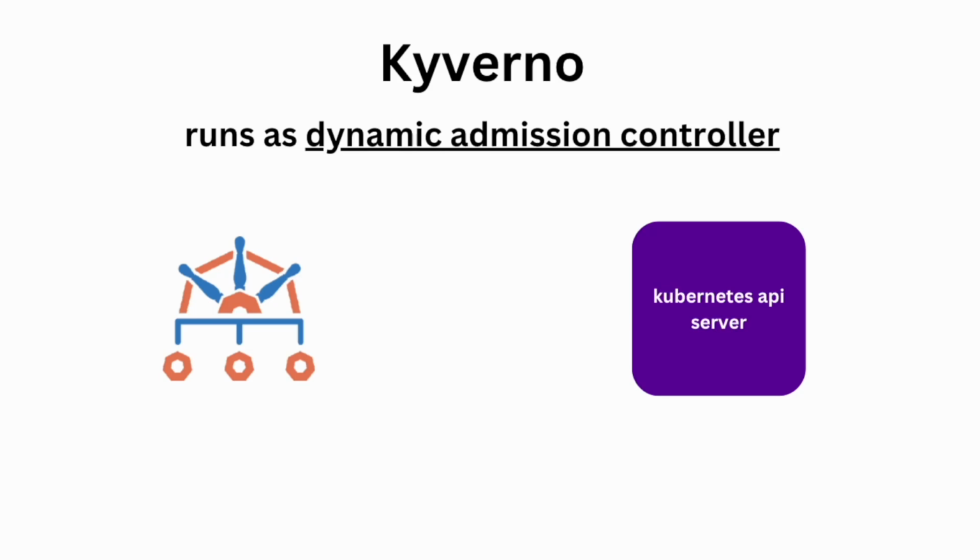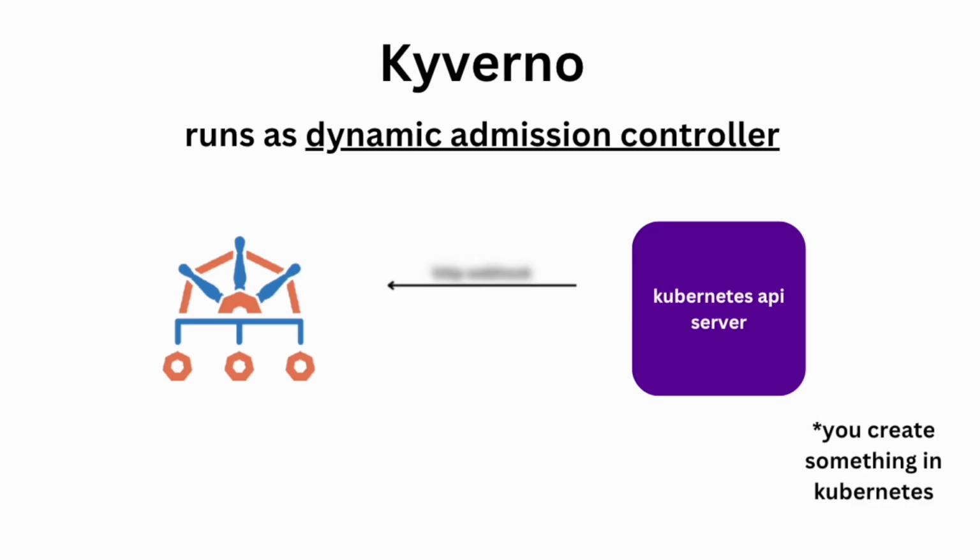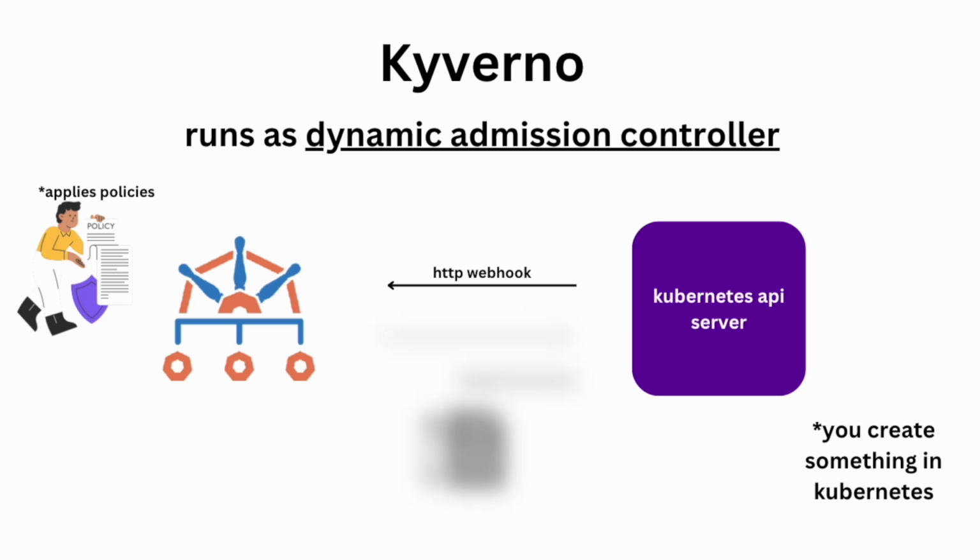So in Kyverno, when you create something in Kubernetes, an HTTP webhook is triggered, then Kyverno applies policies, and then it returns the applied policies back to the Kubernetes API server. And now I'm going to move on to the demo part.